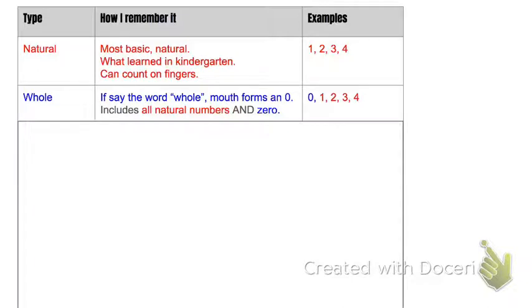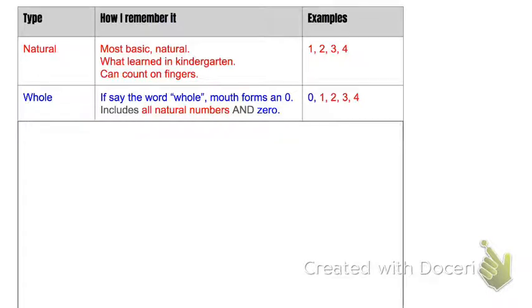That's the second thing you learned. And when I remember whole numbers, I think of when I say the word whole, my mouth forms the shape of an O or a zero. So whole numbers, I think of 0. It includes all your natural numbers, 1, 2, 3, 4, and so on, but it also includes 0.